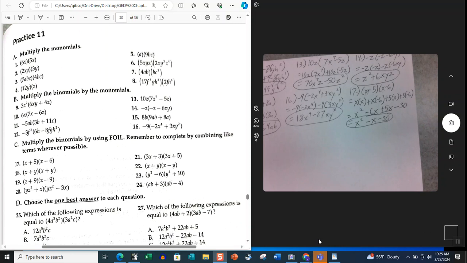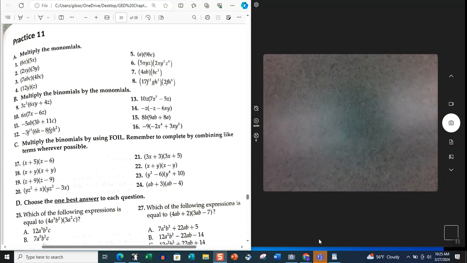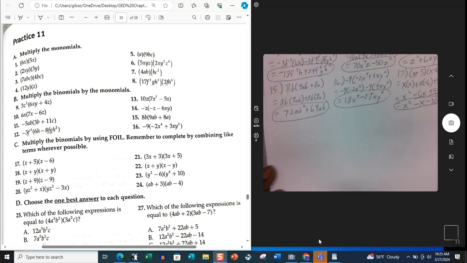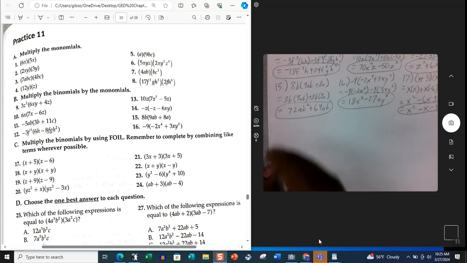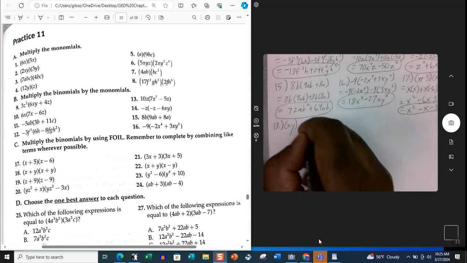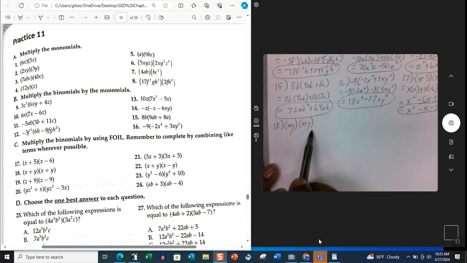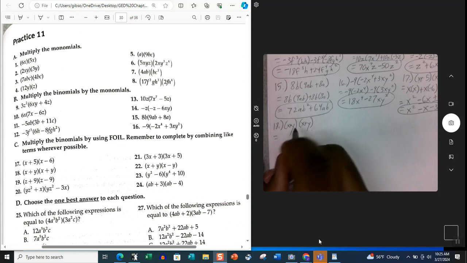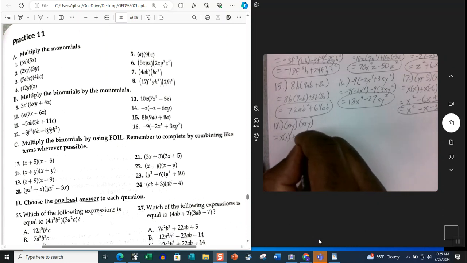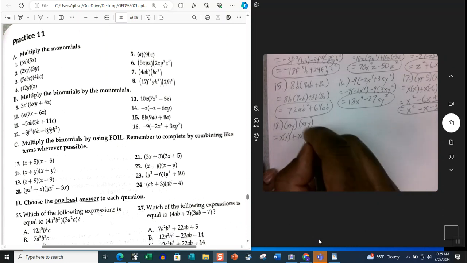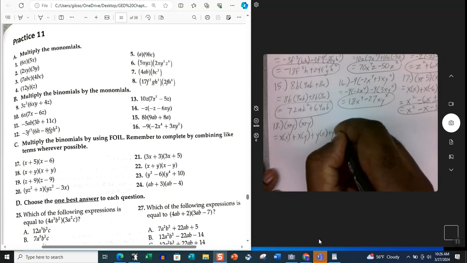Now, we go on to problem 18. Problem 18, we had x plus y times x plus y. So now, again, we do the FOIL. Front, that'll be x times x. Outer, that'll be x times y. Then we do inner, that'll be y times x. Then we would do last, y times y.